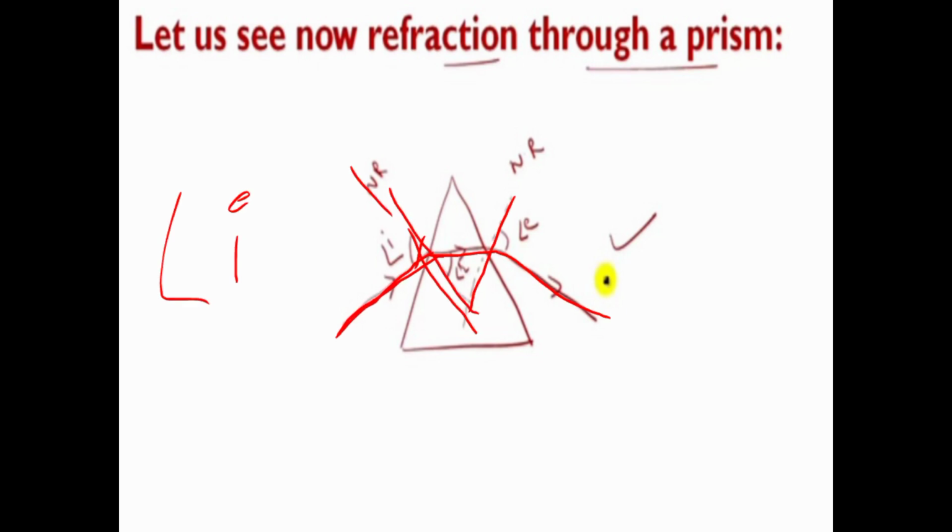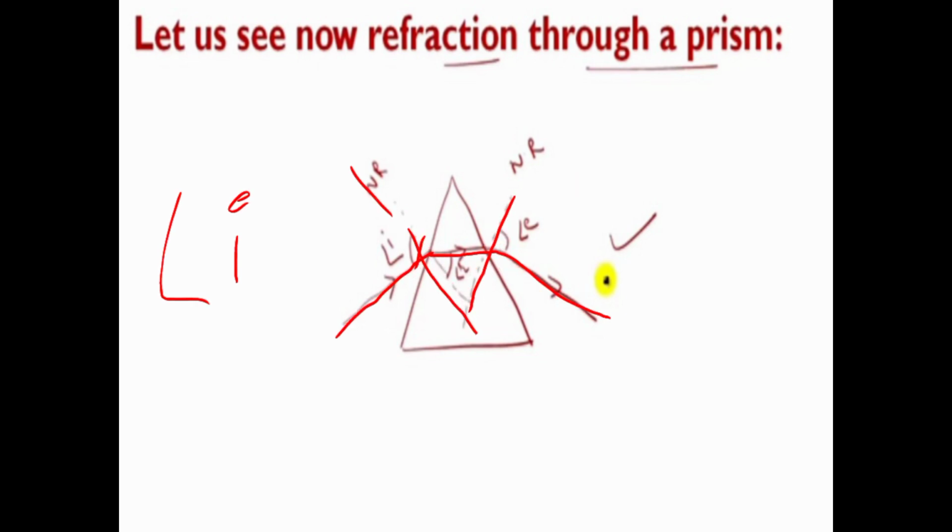Here the light ray refracts, so here a refracted ray comes. This is the angle of refraction, or we can say here it is emerging, so we can say this is the angle of emergence. Here the incident ray and the refracted ray emerge. So this is the angle of emergence and this is the angle of refraction. I hope I am clear.